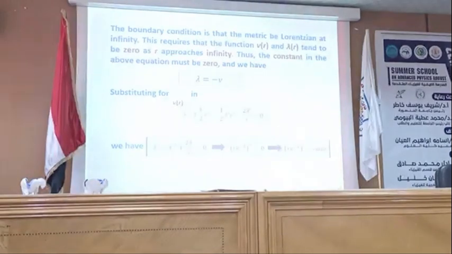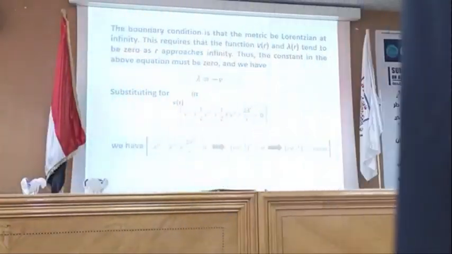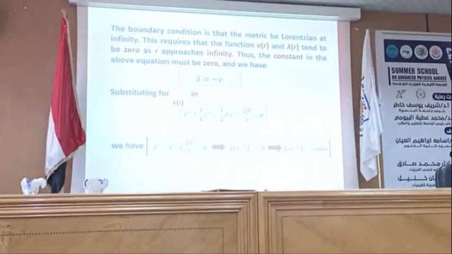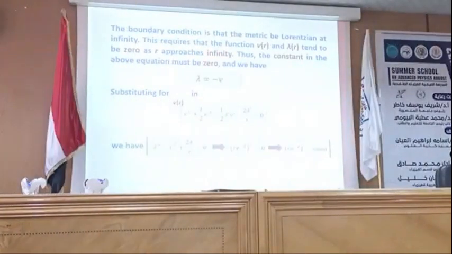If this constant equals 0, this requires that the functions nu of r and lambda of r tend to 0 as r approaches infinity. If the constant equals 0, I will get lambda equal to minus nu. Lambda is equal to minus nu. Did I solve the problem? Not yet. I have to find lambda and nu. So what shall I do? I substitute into the differential equation.